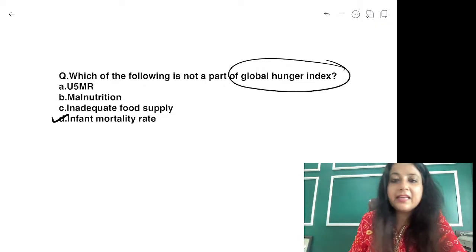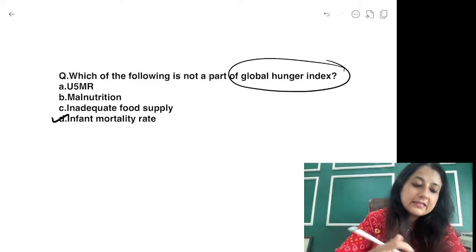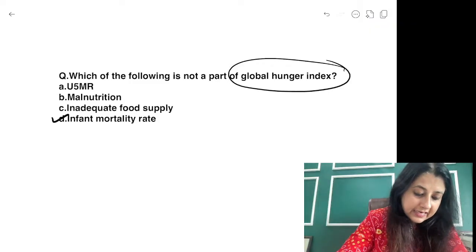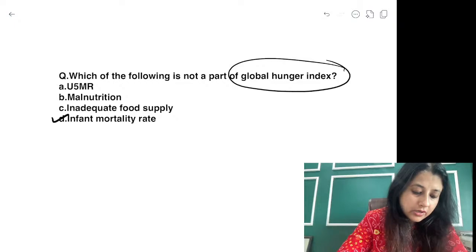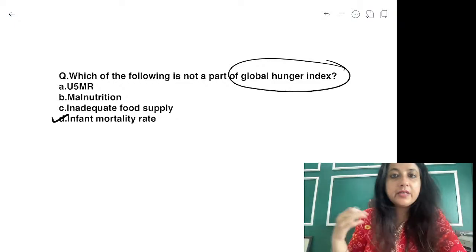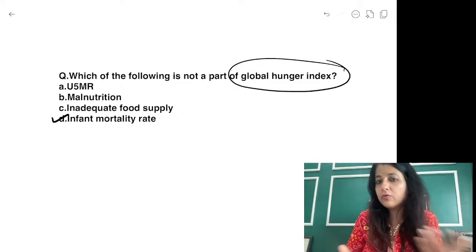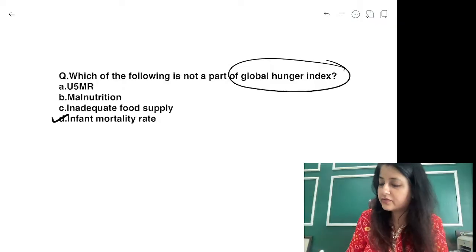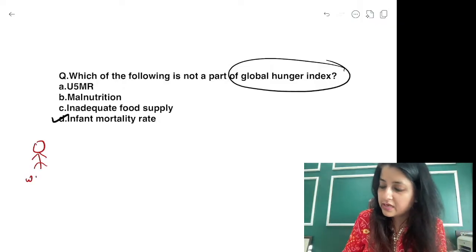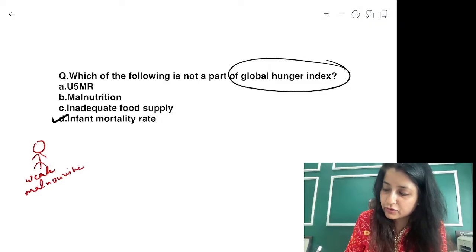How do you remember the indicators of global hunger index, guys? All you have to do is, I have told you in classes also, on the prep app also, we have discussed in the main videos, lectures, everywhere. You have to remember this weak child, okay? Weak malnourished child, all right?